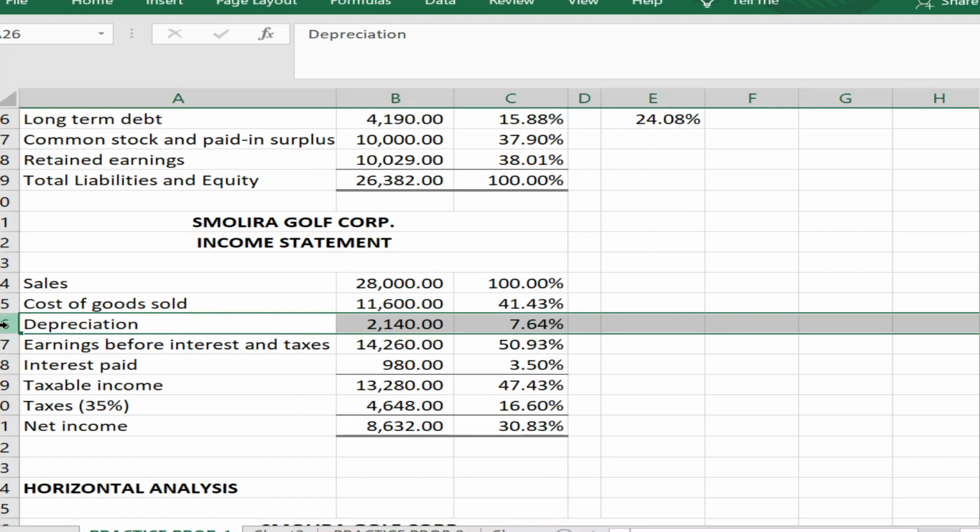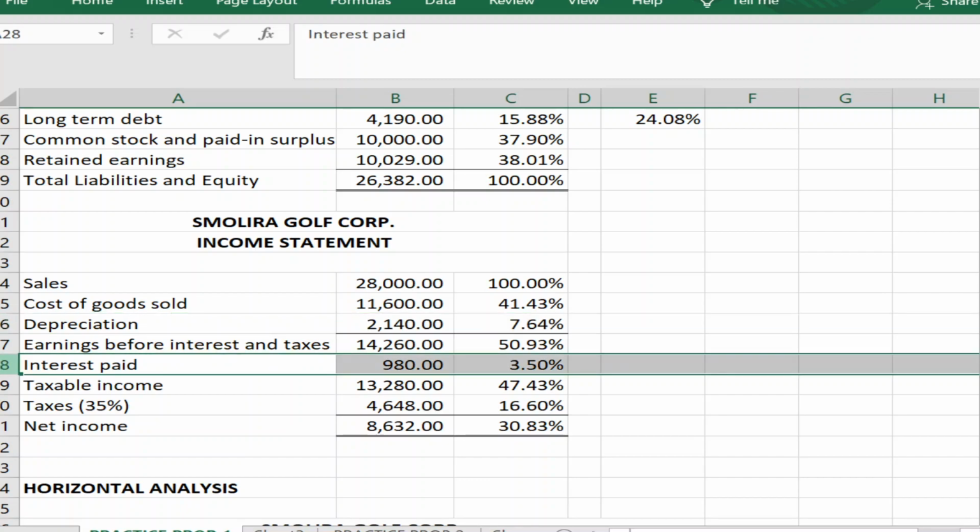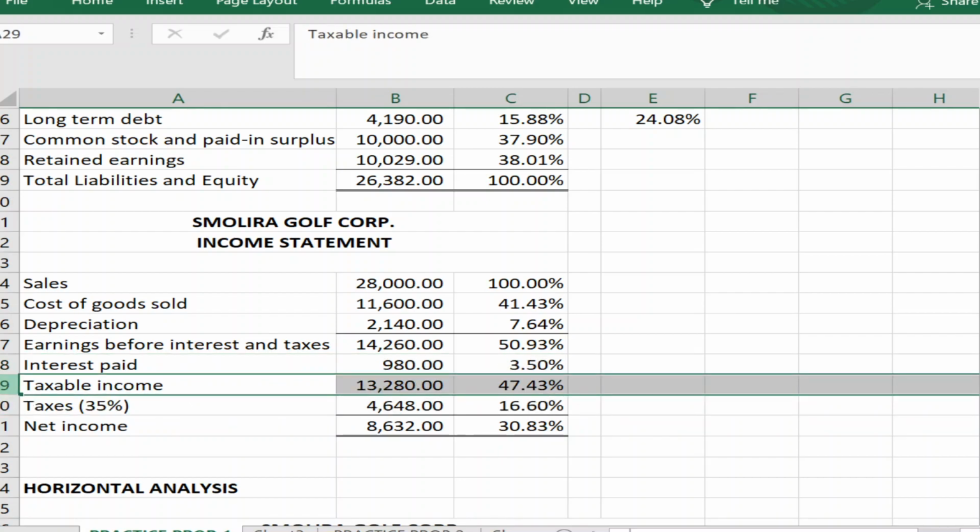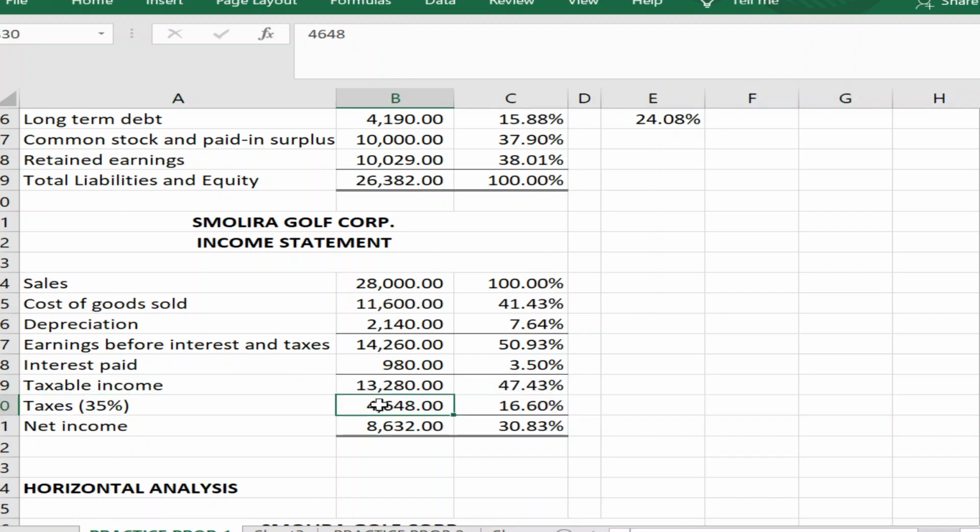So if we have fixed assets, we cannot avoid depreciation. And interest paid is based on our existing liabilities. So as long as we have liabilities, interest will stay. And if we borrow more, then we will expect this to increase. And of course, our taxes are based on our taxable income. So if we have large or huge taxable income, we will expect that this would also be in greater amounts.